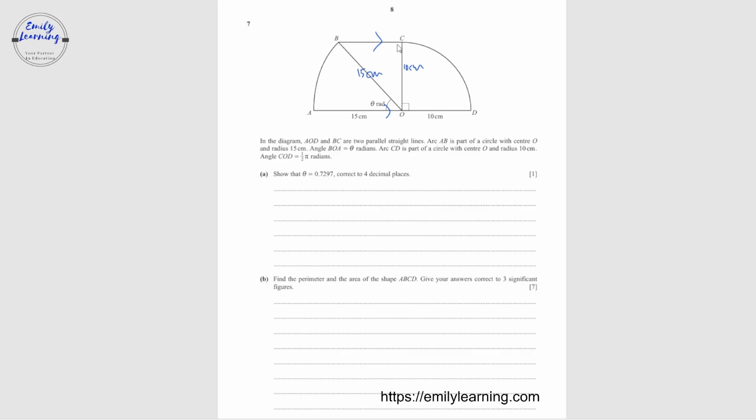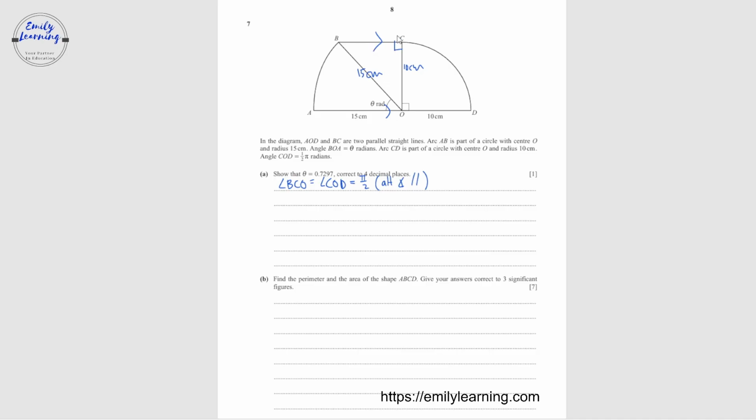So if you take a look at this, these two lines are parallel, right? This line is parallel to this line here. So in other words, if this is 90 degrees, this is also 90 degrees. It's called alternate angles between two parallel lines. So what I can first say is angle BCO is equal to angle COD, which is equal to pi over 2. Why? This is called alternate angles between two parallel lines.